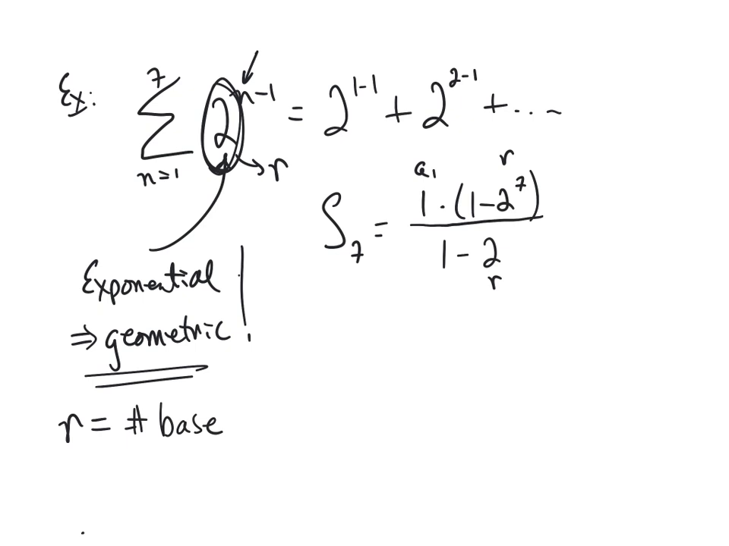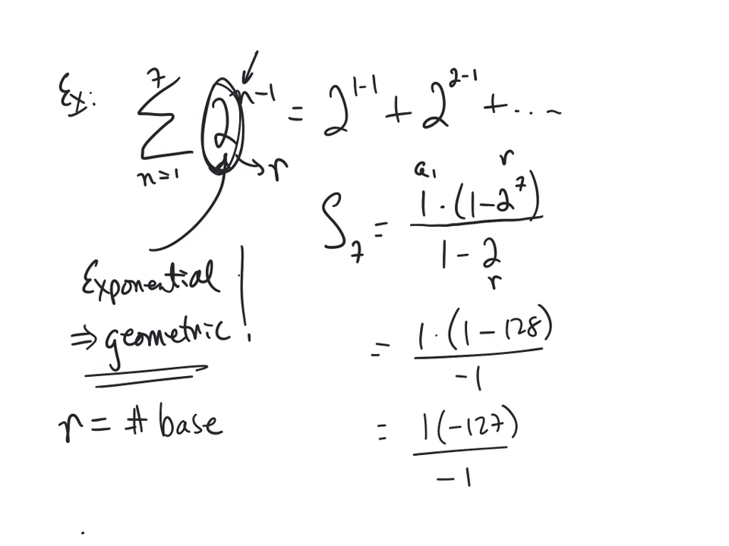And again, all I need you guys to do is perform the arithmetic. Inside the parentheses, do the exponent. 2 to the 7th power is 128. 1 minus 2 is negative 1. 1 minus 128 is negative 127. And 1 times negative 127 divided by negative 1 would be positive 127.